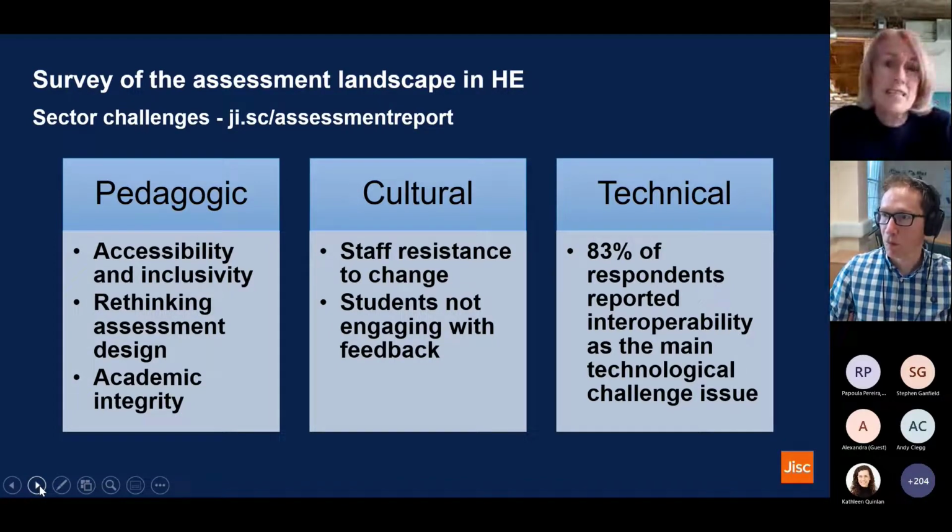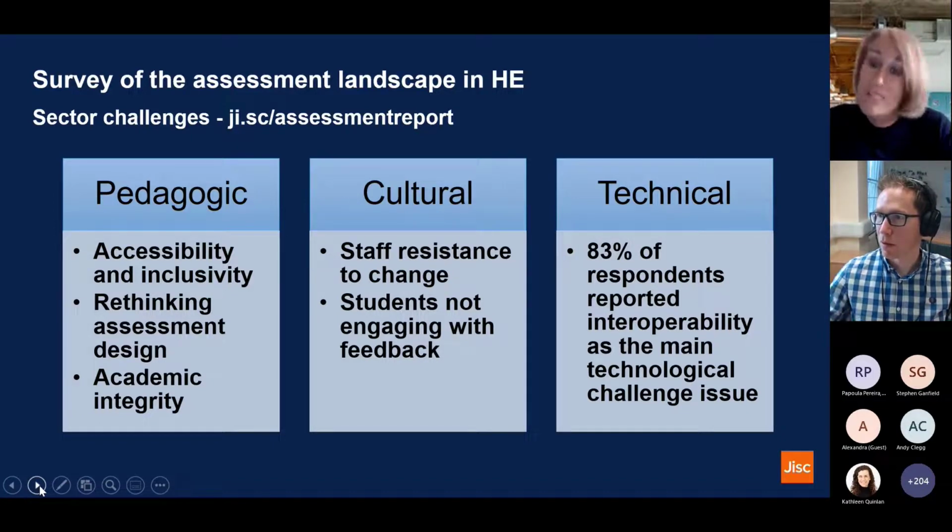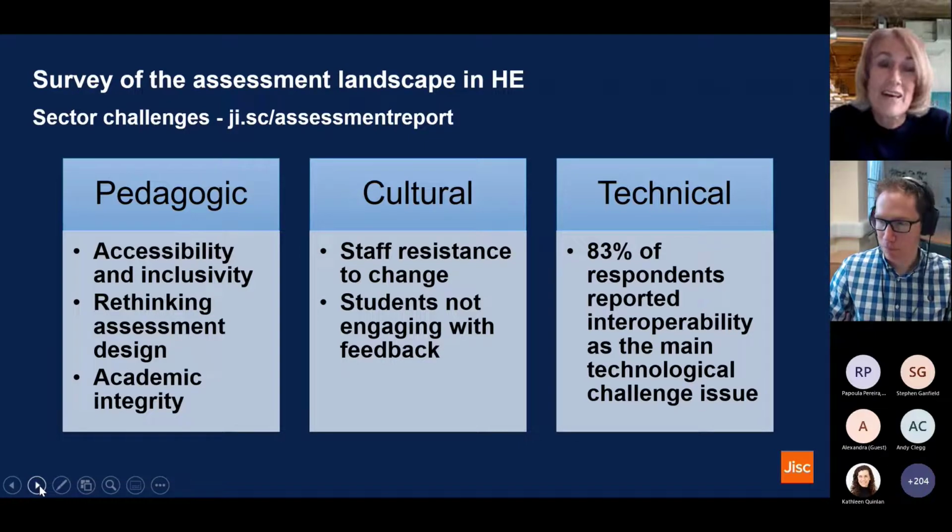And perhaps the most surprising is that 83% of respondents are still reporting interoperability as some of the main technological challenges. But we know that technological challenges are often perhaps easier to solve than some of the pedagogic and cultural challenges there. And as we've been hearing through the course of this afternoon, rethinking assessment design and practice is really fundamental to addressing many of the challenges that we are talking about today.